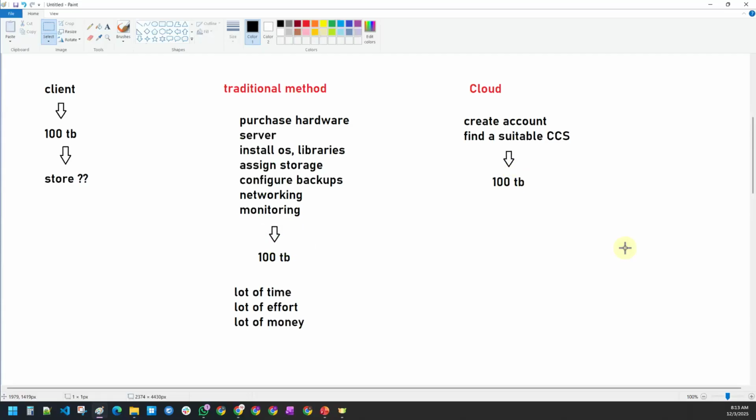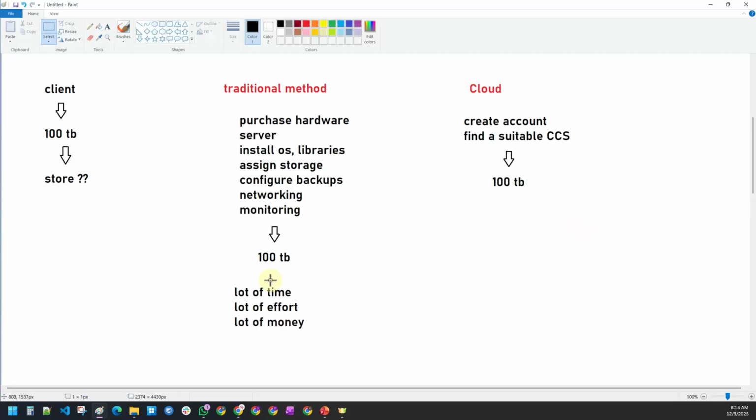When you are working on cloud platforms, you don't have to do anything extra. You have to create an account and find a suitable service. Where are we going to pay the money? The money will be debited from your account or a billing account based on usage. So it is a pay as you go model. You create an account, find a suitable service, start working on it, start storing, and according to your usage the cost will be incurred.